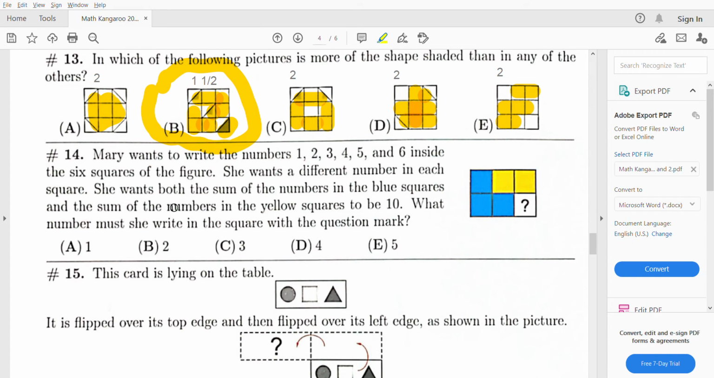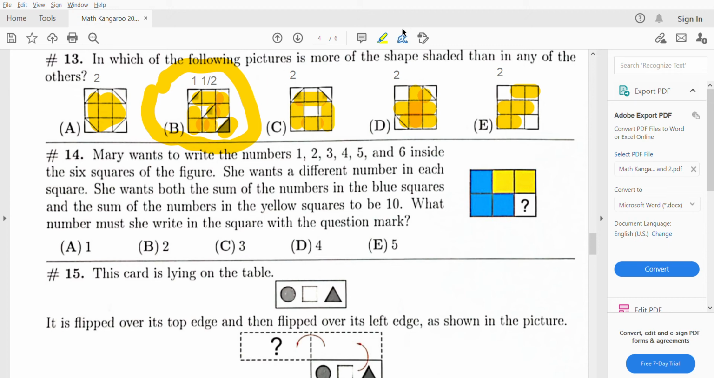On to number 14. Mary wants to write the numbers 1, 2, 3, 4, 5, and 6 inside the 6 squares of the figure. She wants a different number in each square. She wants both the sum of the numbers in the blue squares and the sum of the numbers in the yellow squares to be 10. What number must she write in the square with the question mark?